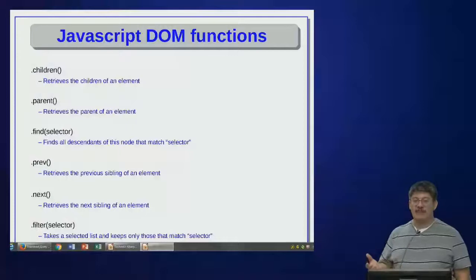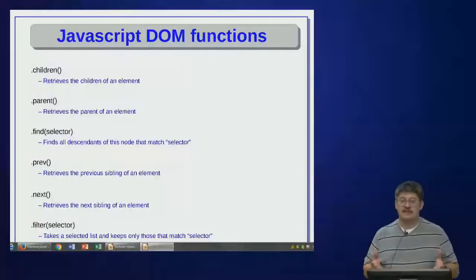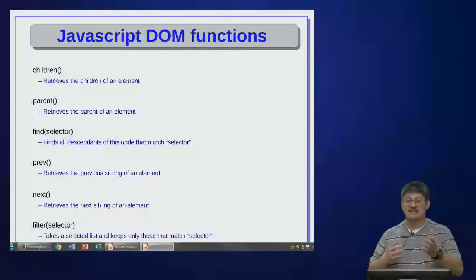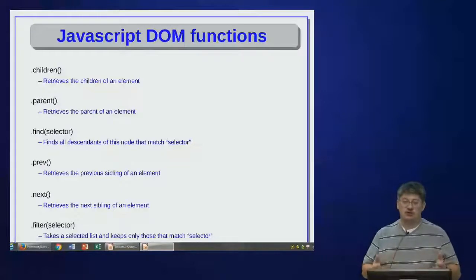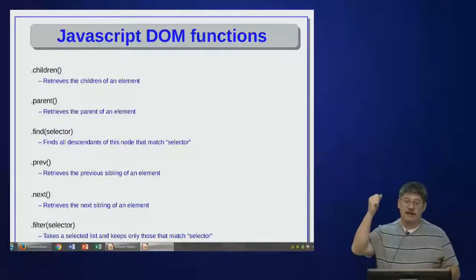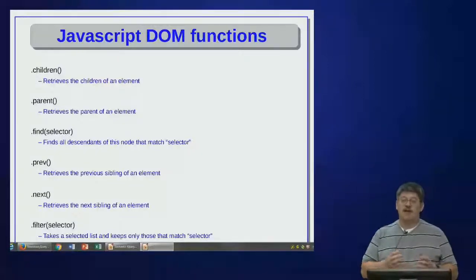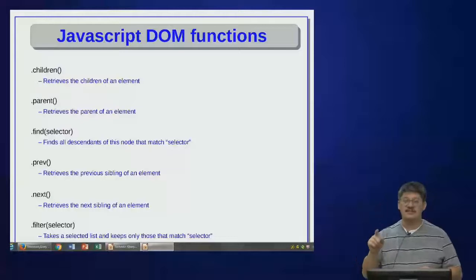I can also navigate the DOM. This is pretty easy to do just using the CSS selectors. If I'm really careful with my CSS selectors, I can get to pretty much anything in the page. But there are other ways to do it, and one is to use these functions. So the .children function on an element will retrieve all of the element's children as a jQuery object array. The .parent function will give me the parent object. .find and another CSS selector will give me all of the descendants of this node that match a particular selector.